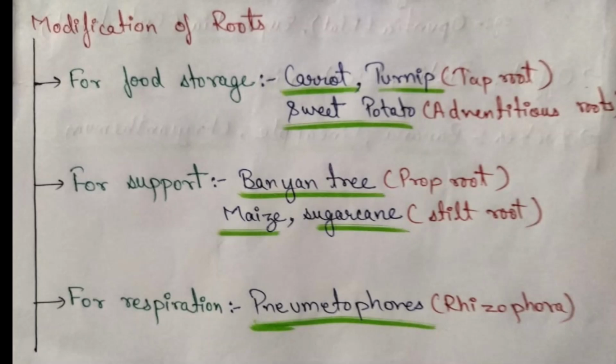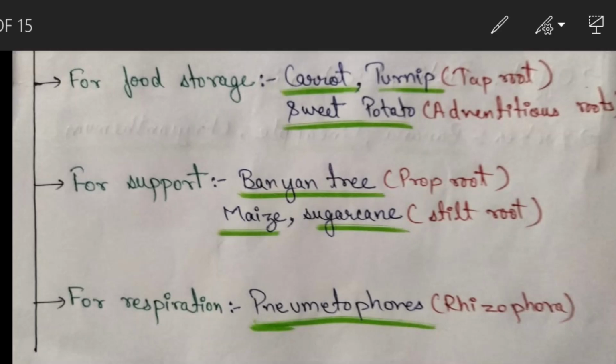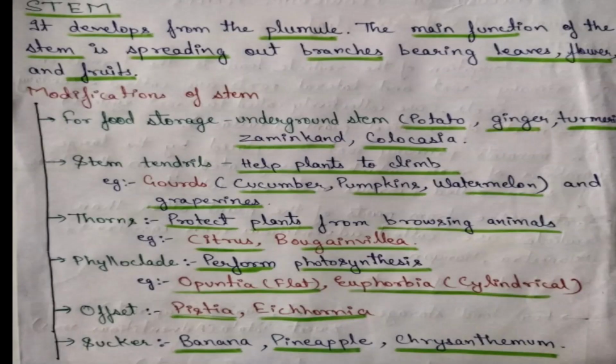If roots are modified for food storage, as we see in carrot and turnip, in which taproot is modified for food storage, and in sweet potato, adventitious root is modified for food storage. For support, prop root is present in banyan tree, and stilt root is present in maize and sugarcane. And for respiration, pneumatophores are present in Rhizophora.